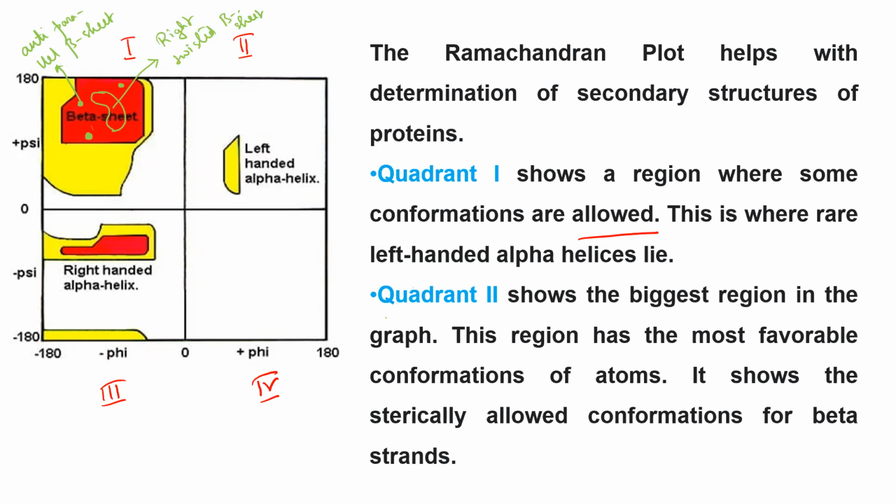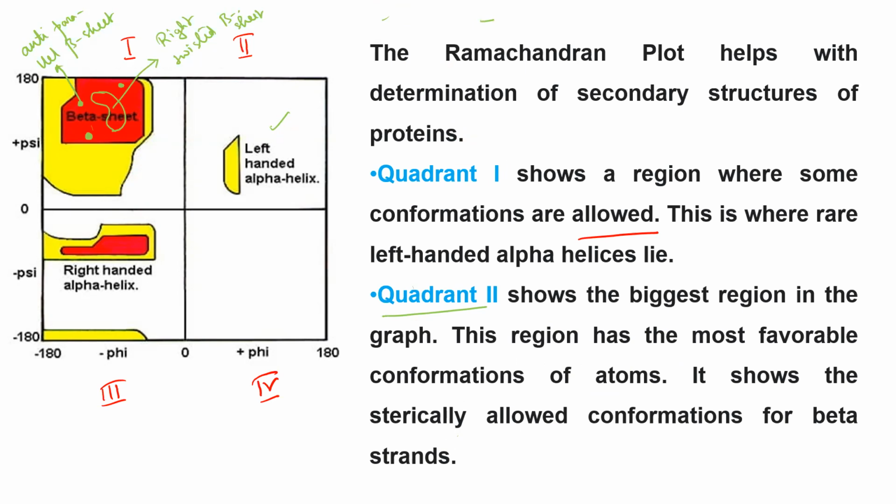Next, coming to quadrant 2. Quadrant 2 shows the biggest region in the graph. This region has the most favorable conformation of atoms. It shows the sterically allowed conformations for beta strands as well. Other than that, you also have the left-handed alpha helix here. You can see here.